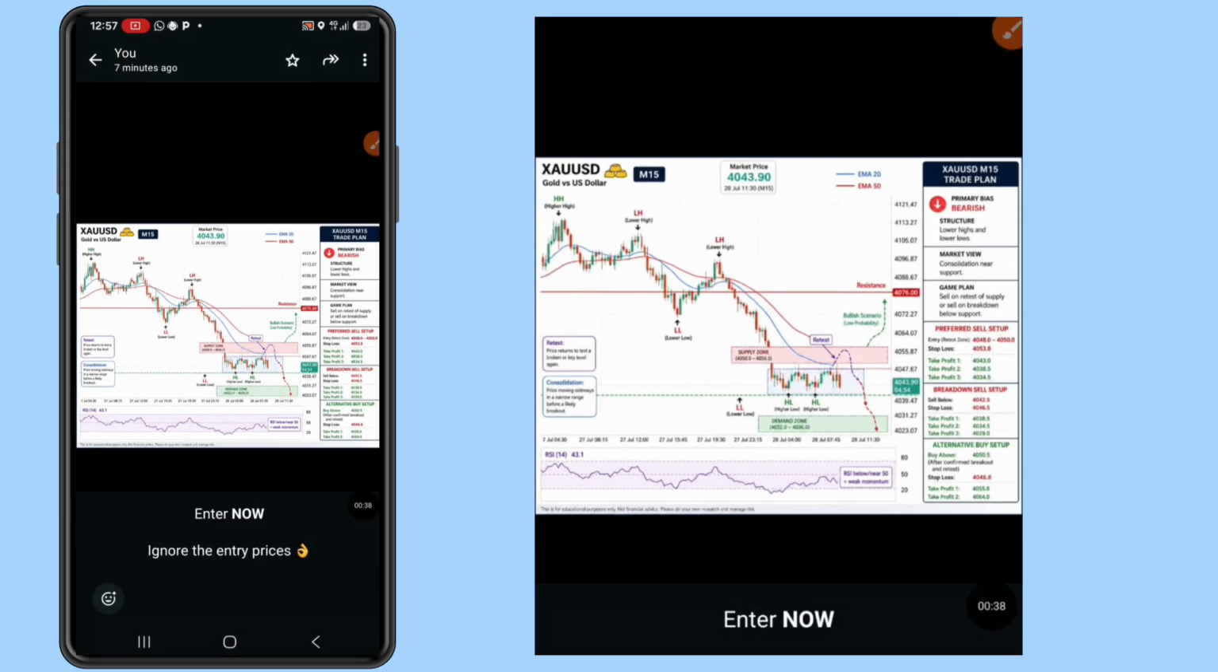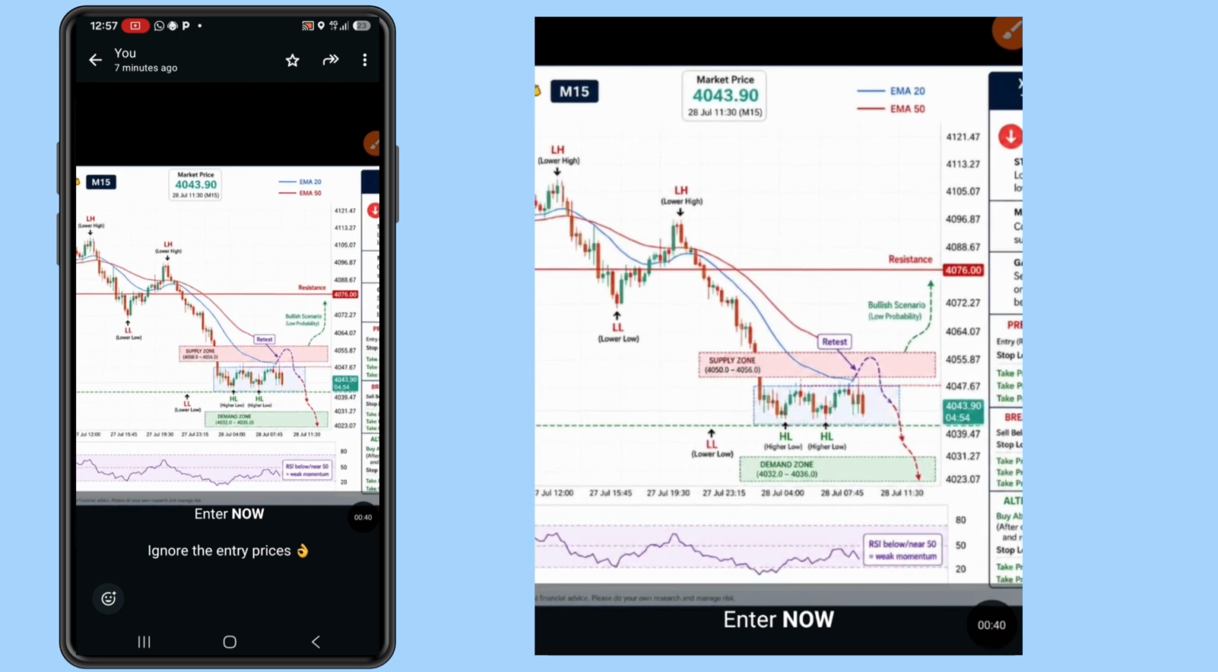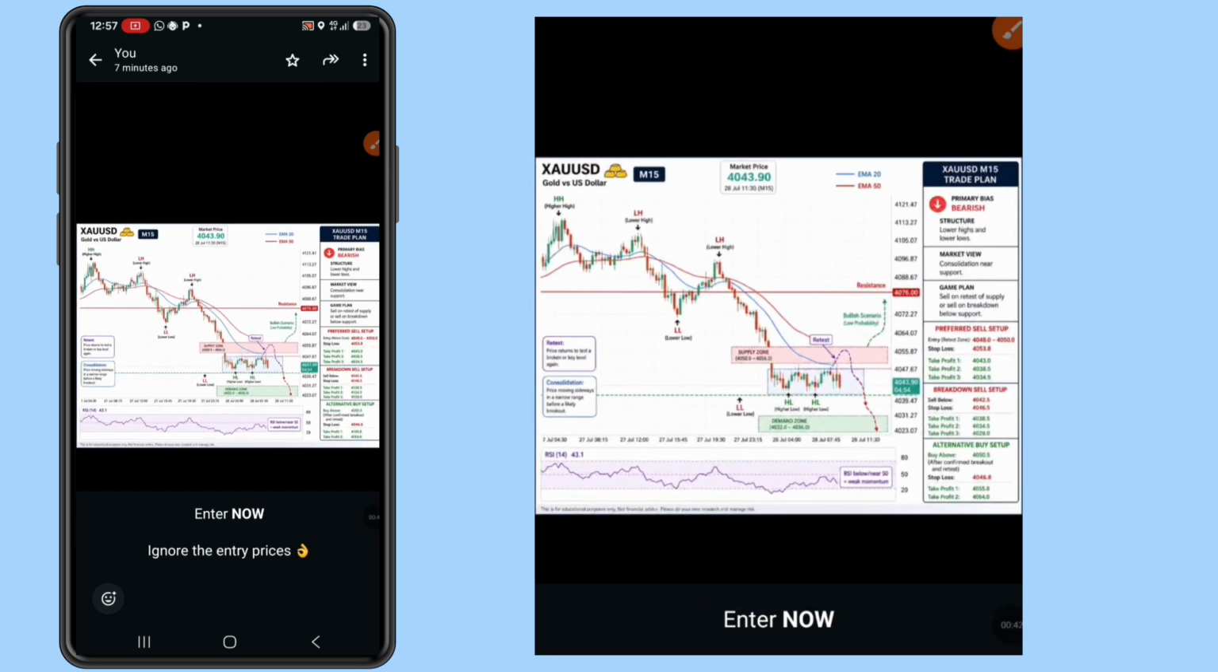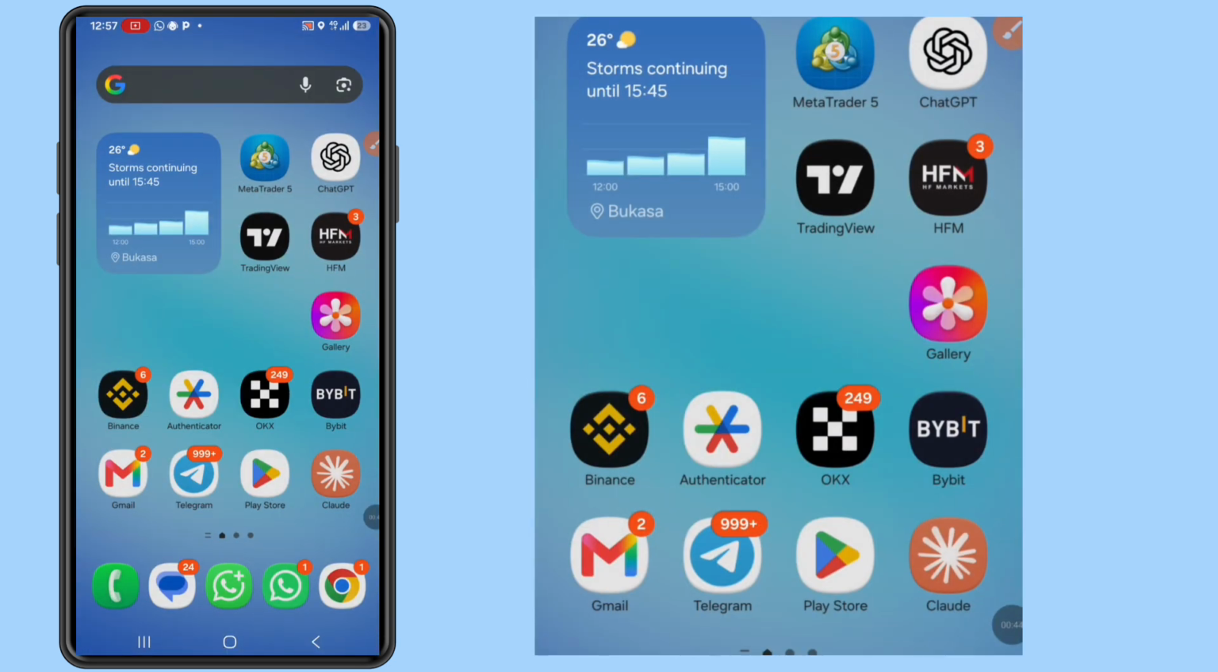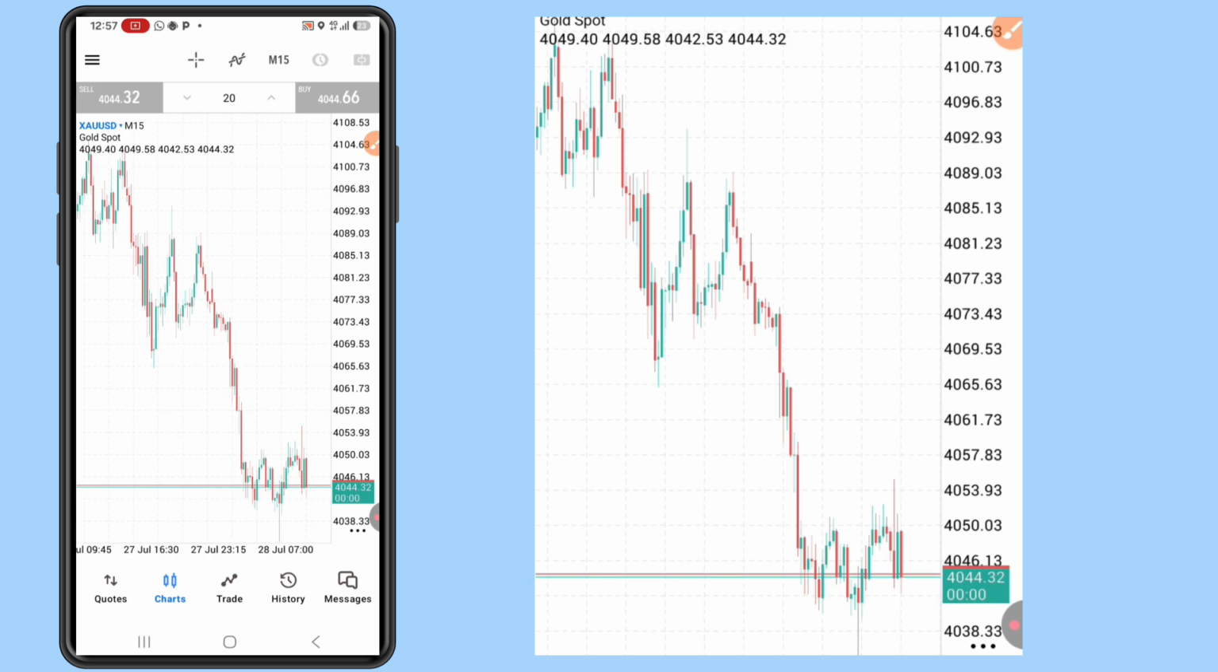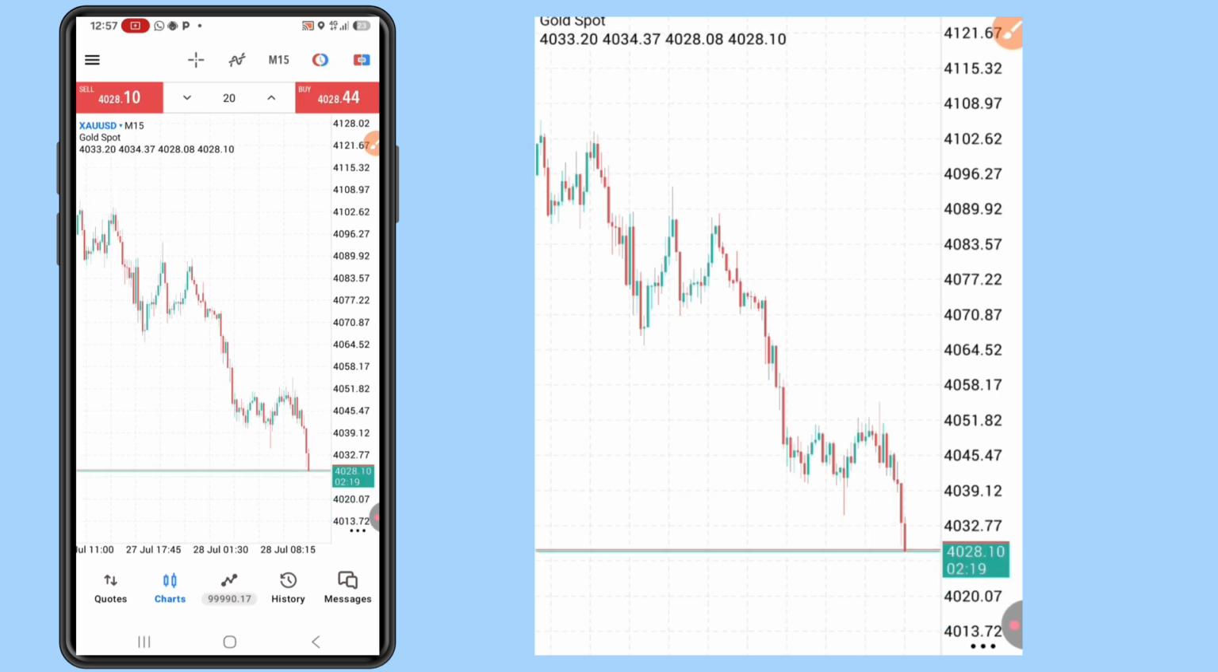Right, guys, this is the signal I dropped, and this was the setup. But then I dropped it a little bit late. The reason I'm posting it here is because you people asked me, you don't know how to enter the trade, and I'm going to show you how I came up with that and how you would have entered the trade. So let me open my MetaTrader, and this is the market.